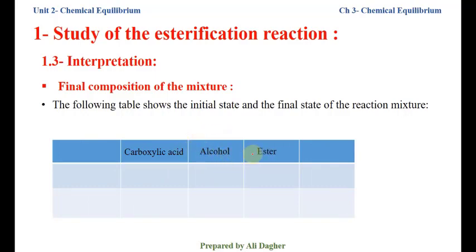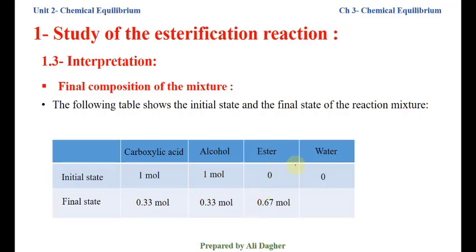Carboxylic acid, alcohol, ester, and water. This is the reaction mixture. Initial state: 1 mole of acid and 1 mole of alcohol, 0 for the products. At the final state, the number of moles of acid left equals 0.33. The number of moles of alcohol left is also 0.33. The number of moles of ester equals 0.67. The number of moles of water equals 0.67.